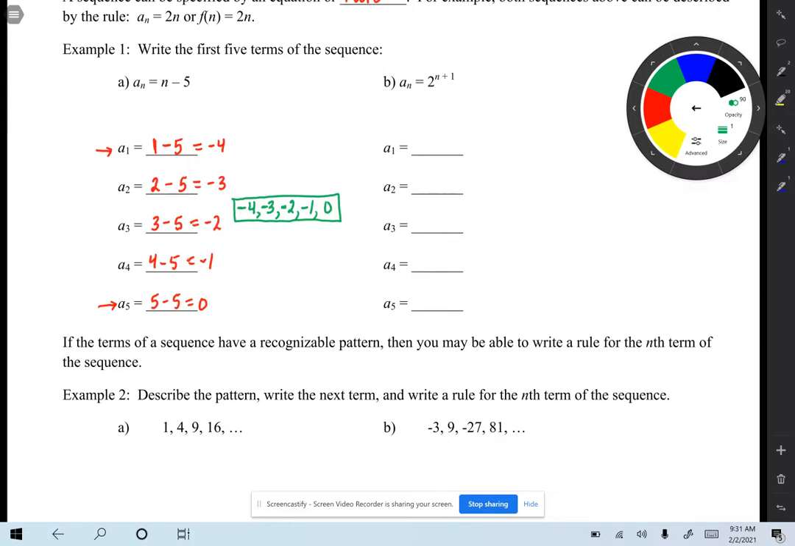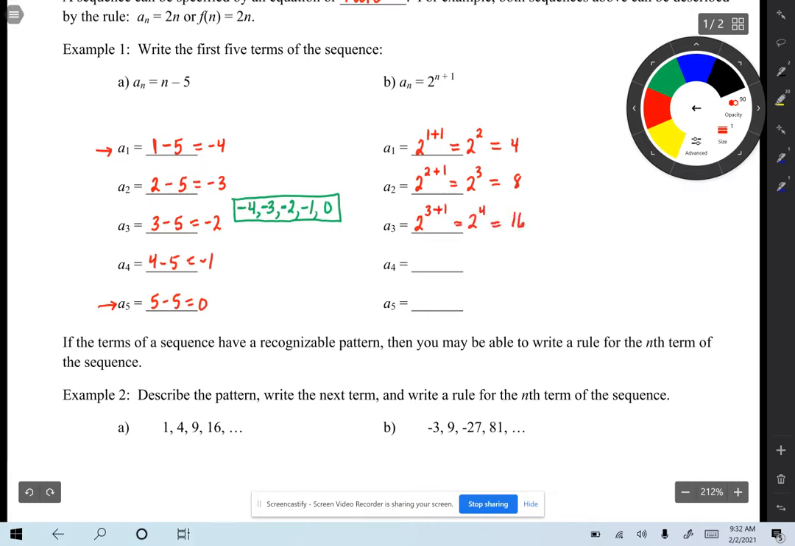Okay, for the second example, we again will replace the n with 1 and then 2 and then 3 and so on. So to find the first term, it'd be 2 to the 1 plus 1. That's 2 to the second, which is 4. Next one, 2 to the 2 plus 1. It's 2 to the third. 2 times 2 times 2 is 8. Third term, 2 to the 3 plus 1. It's 2 to the fourth. 2 to the fourth power, 16.